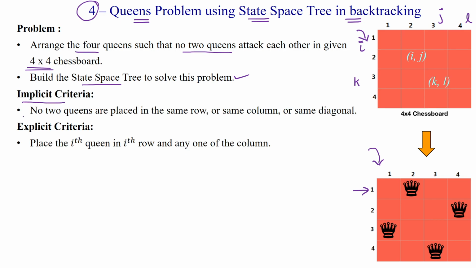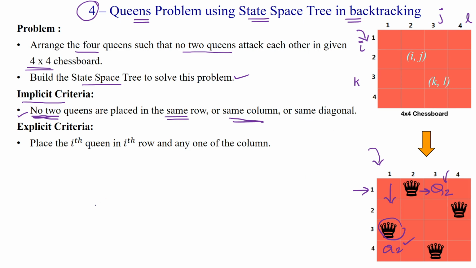When you are arranging the queens on the chessboard, no two queens are placed in the same row. That means when you place two queens in the same row, they will attack each other, right? If you place one more queen here, this will attack this one. Also, you cannot place two queens in the same column, right? If you place one more queen here, this queen will attack this queen. So we cannot place two queens in the same column.